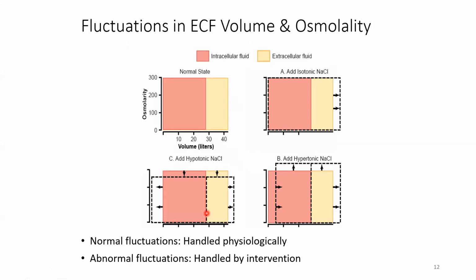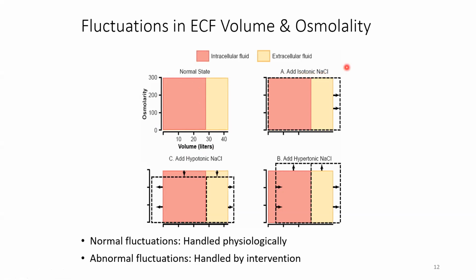Now, using the same concept, we are doing three things in this slide. And I need your complete attention. So this pink thing, red, whatever, is the intracellular space. The yellow is the extracellular space in a graphical form. Along the y-axis, you see osmolarity, and along the x-axis, you see volume in liters. This is the normal state. Nothing has happened. Now, in this state, first scenario, you add isotonic NaCl.